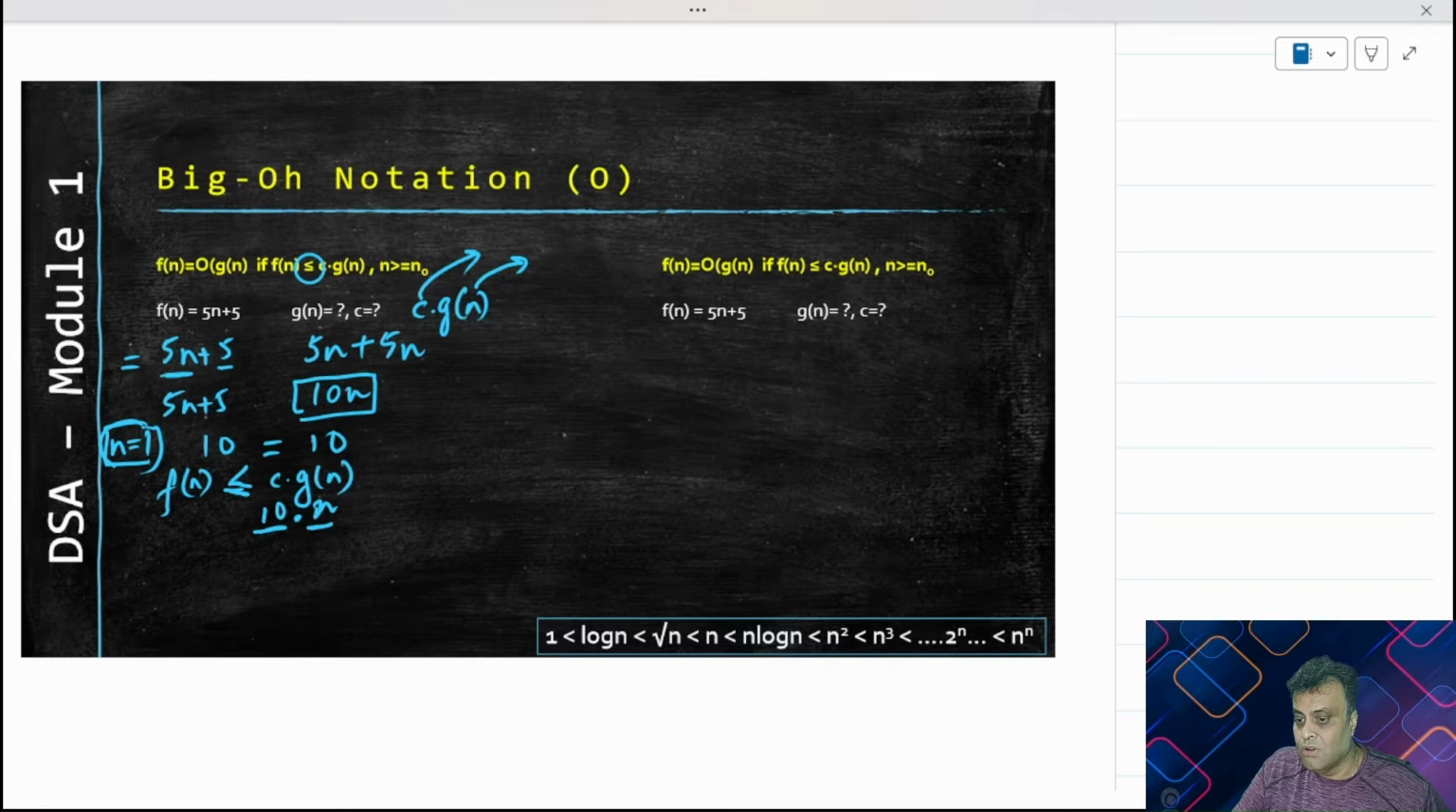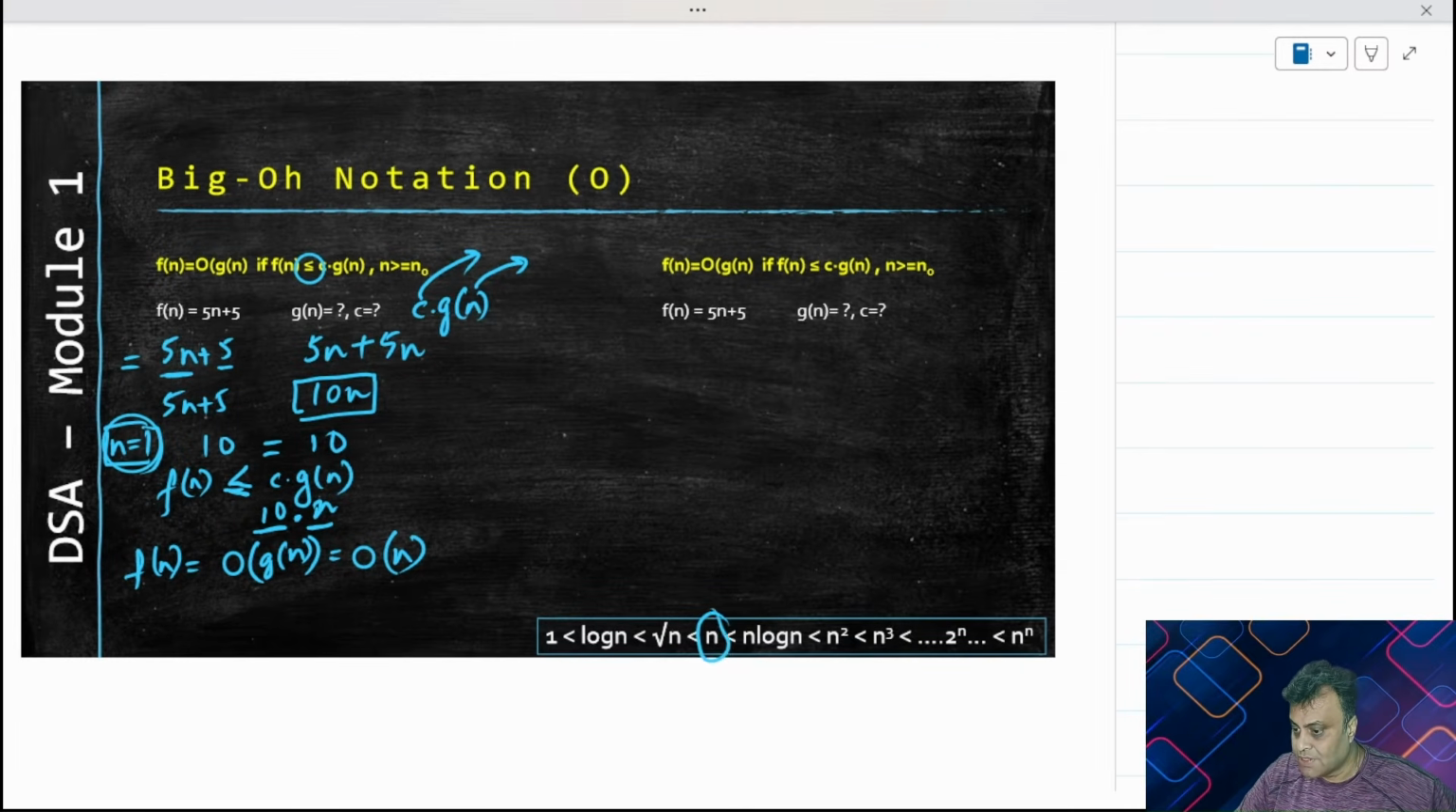For a particular value of n, which means now we can write that Fn is upper bounded by big O of Gn, which means this is big O of n. So this is how you calculate, given a polynomial, the big O of that polynomial. You'll have to figure out your C and Gn, and then substitute the Gn as the big O of that particular function.